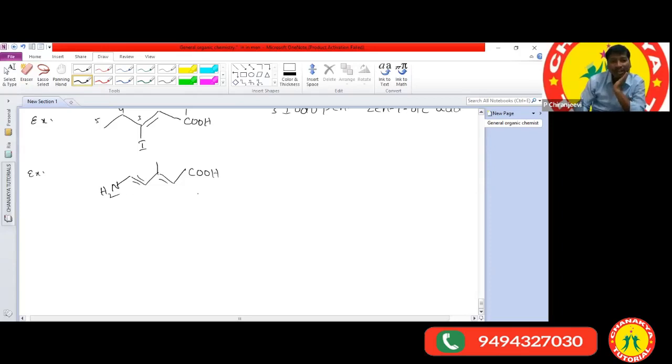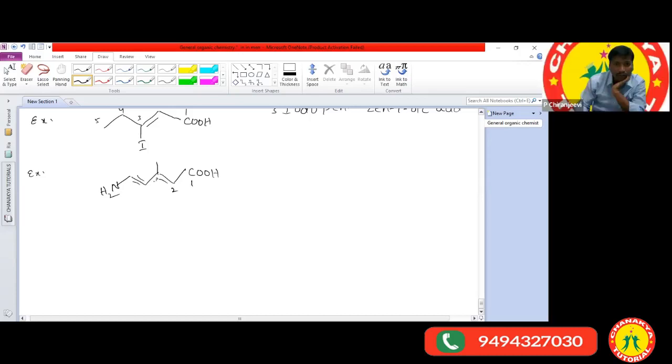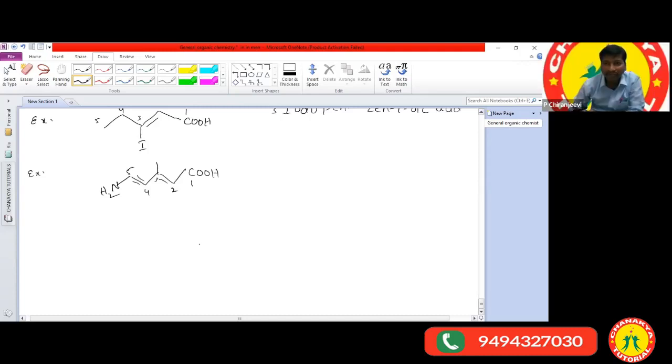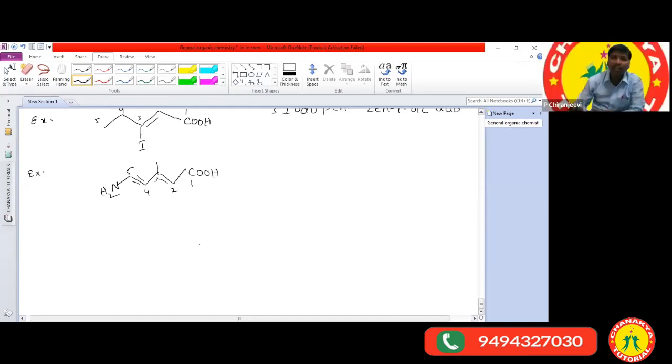From which direction can we start the numbering, ma? First of all, the carboxylic acid, from there. Very good, ma. 1, 2, 3, 4, 5 carbon atoms are there. Next, is the given compound saturated or unsaturated? Unsaturated. What substituents are there? Methyl is there, and one double bond, and one amine. So we're writing the IUPAC name. Methyl and amine group: which one will come first?